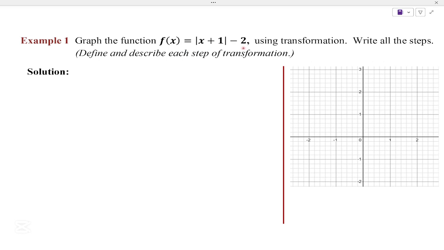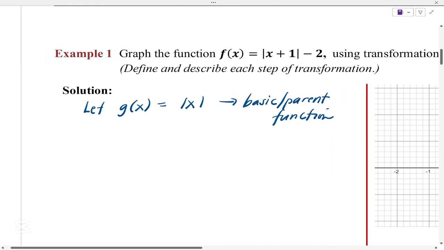So to start with, based on this given function, we will identify the parent function or the basic function. So let g of x equal to absolute value of x be the basic function. Then based on this function, we can see that there is a horizontal shift 1 unit to the left and a vertical shift 2 units downward. So if we start with the horizontal shift, we have to replace x by x plus 1 if the graph is shifted horizontally 1 unit left.